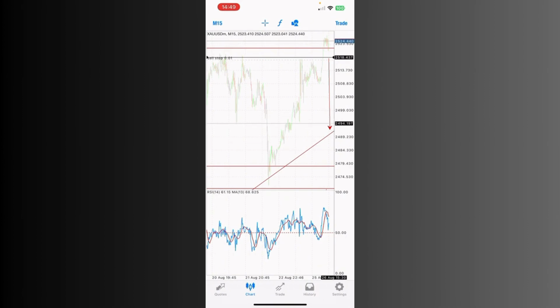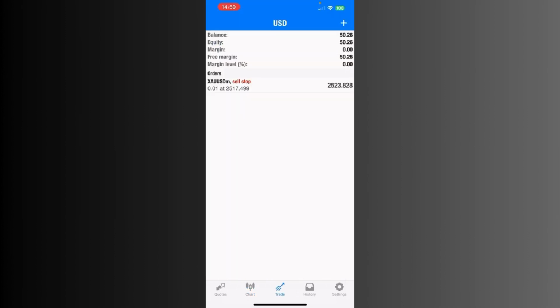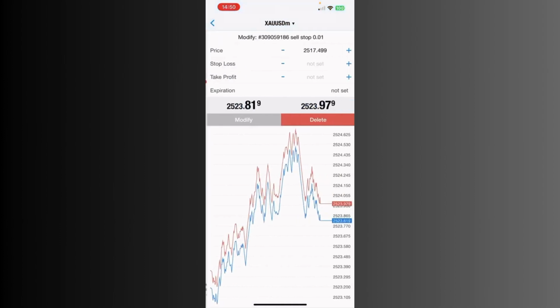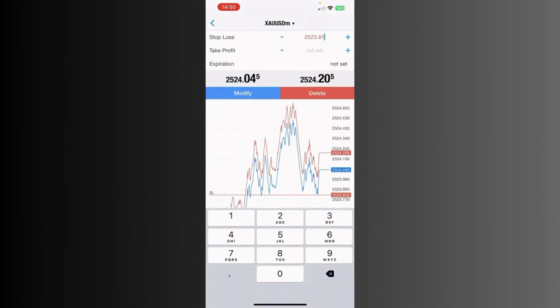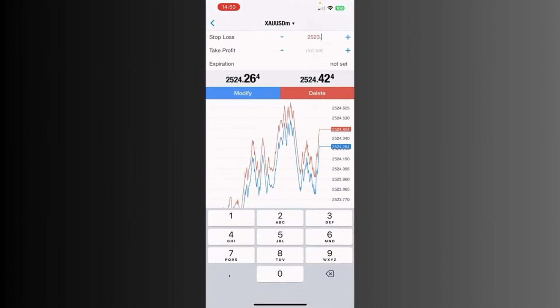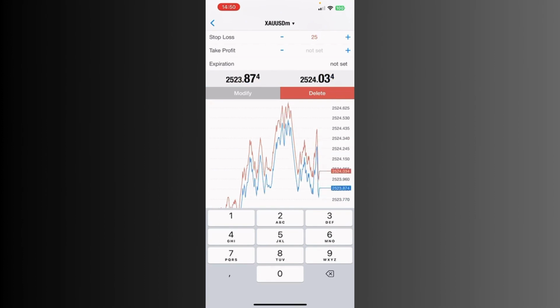Now our take profit is going to be at this particular point: 2494.197. And our stop loss can be at the top, just at this top here. The stop loss is going to be around 2526.232.